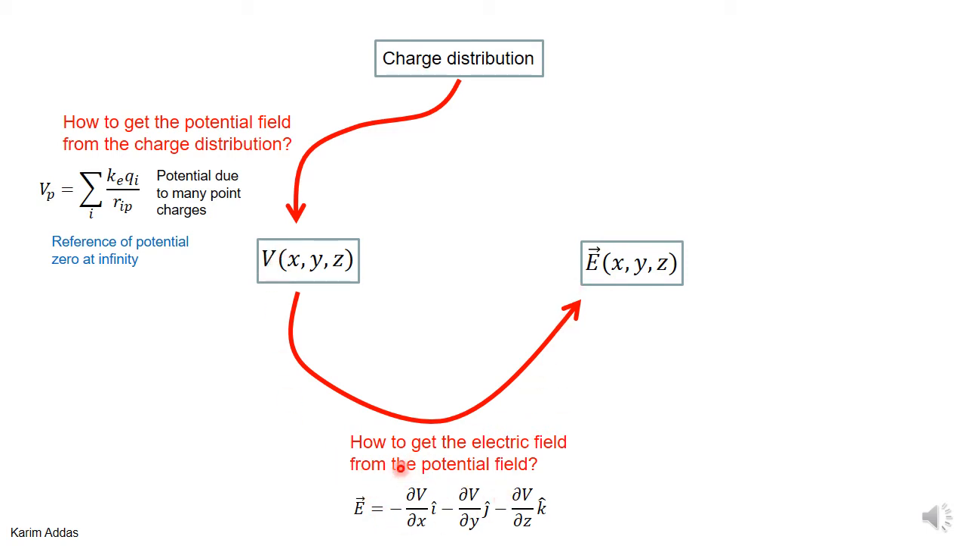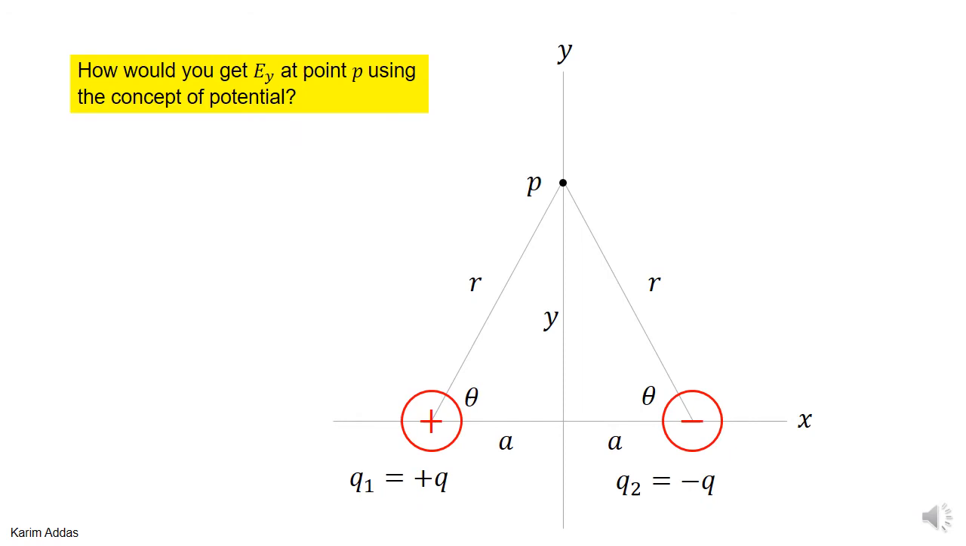Many of the problems in the textbooks focus on getting this part on its own, which would be a problem to get the potential due to a charge distribution. And they also have other problems that get the electric field from the potential, but very often they don't combine both in the same problem. Combining both in the same problem is very nice, so you can see how the whole picture works. This is the problem we have.